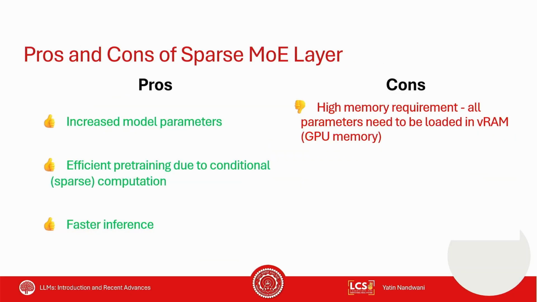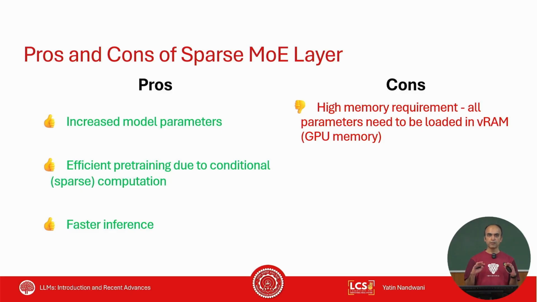Okay, so we saw that with the mixture of expert models, there are various pros because of which we selected them. The first one is that we are able to increase the model size by the number of experts that we have, and the computation remains the same because we selectively route to only one of those. Because of this we get faster inference and efficient pre-training as well. But there are some issues as well, right? I mean, there's no free lunch.